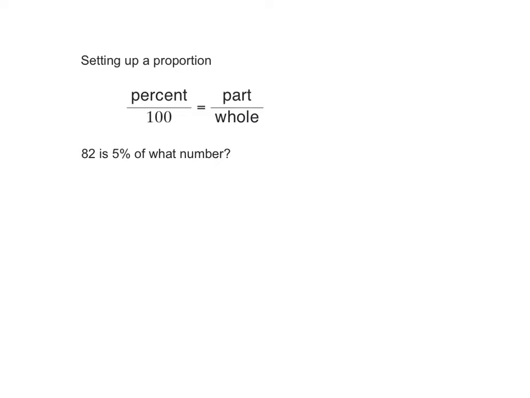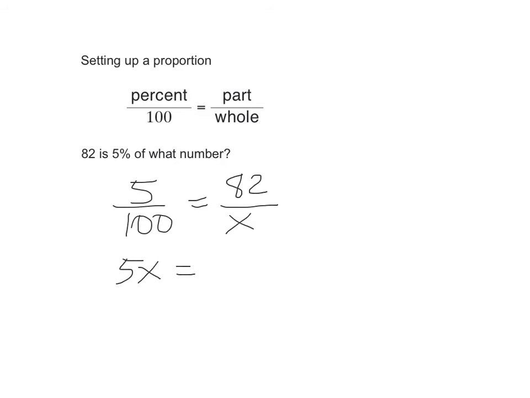So let's rewrite this. Since we know that 5% is our percent, we're going to write 5 over 100. And this equals the part over the whole. So 82 is the part, and we're looking for the whole. So I'm going to use x here. And going back to proportions from our earlier videos, we know that we have to cross multiply. This will be 5 times x, so it's 5x, equals 82 times 100, which would be 8200. Then we're going to divide both sides by 5.